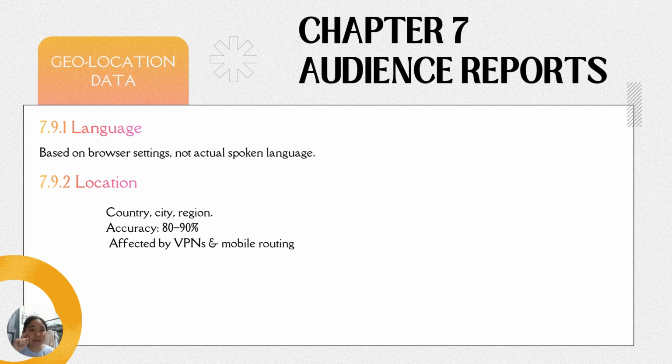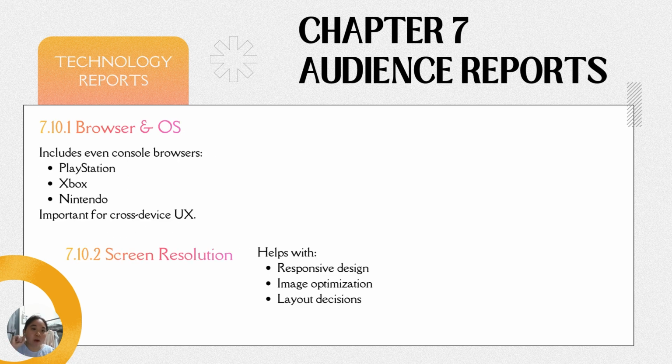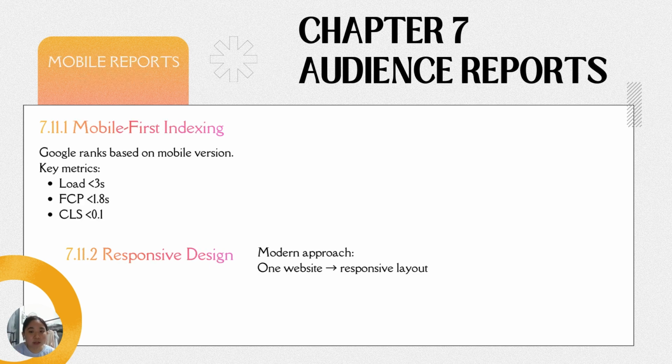Language is based on the browser settings and not the actual spoken language. Location: country, city, region, with accuracy of about 80 to 90%, and it can be affected by VPNs or mobile routing. For browser and OS, it includes even console browsers like PlayStation, Xbox, Nintendo, and it's really important for cross-device UX. The screen resolution helps with responsive design, image optimization, and layout decisions.